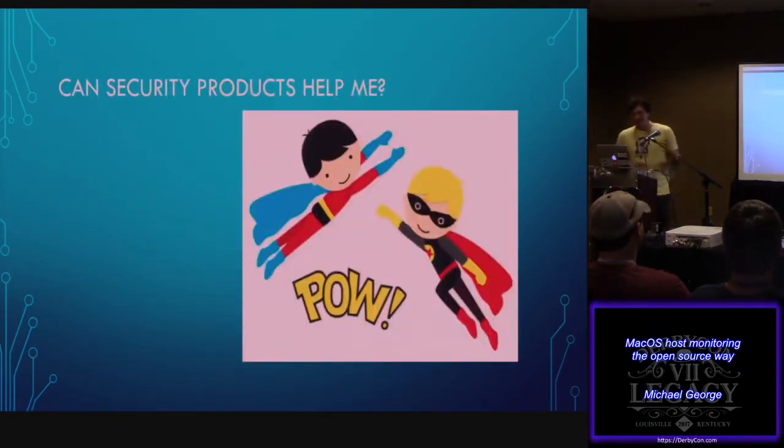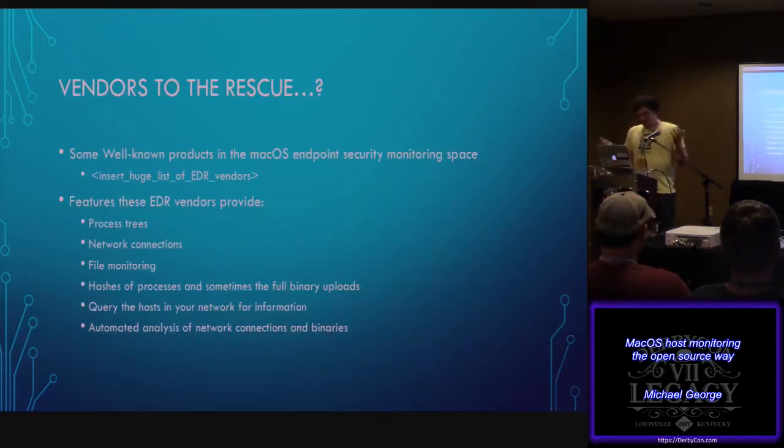So, what can security products do to help me? Is there a one-stop shop for all things security, especially in the OS X land? Well, kind of. There's a bunch of well-known EDR vendors. EDR stands for Endpoint Detection and Response. A lot of these vendors have features such as creating process trees with nice visualizations, showing you which network connections each of these processes made, file monitoring, what files it touched, any persistence mechanisms it added, in some cases the hash of the processes that have been executed, and sometimes even the full upload of the file that was executed for every host.